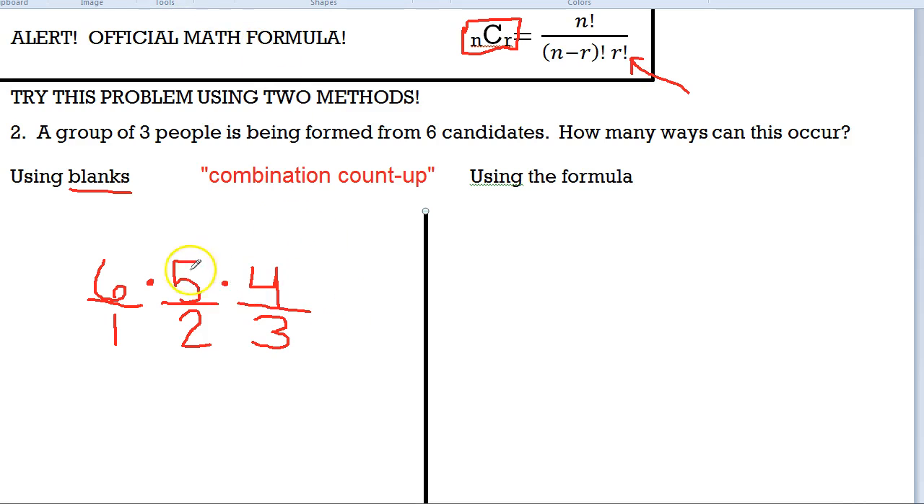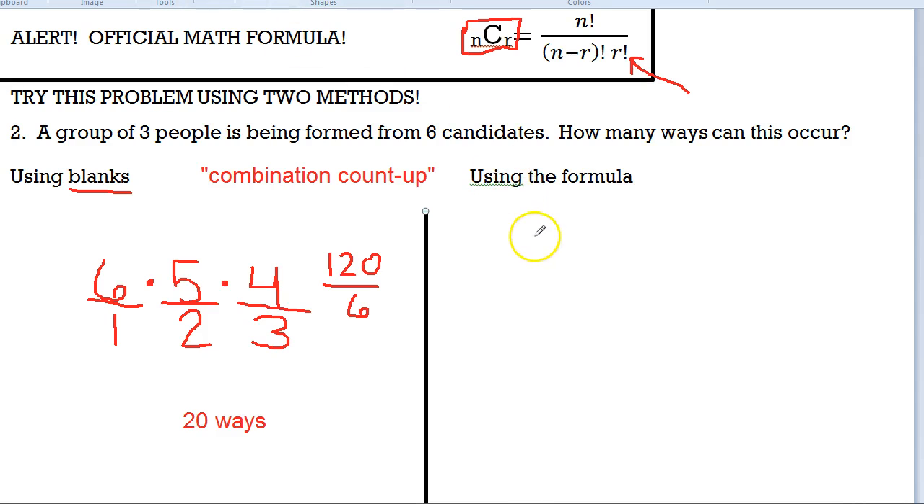Anyway, with a calculator, you could just do 6 times 5 is 30, times 4 is 120. If you look at the bottom, 1 times 2 times 3 is 6, and 120 divided by 6 is 20 ways.